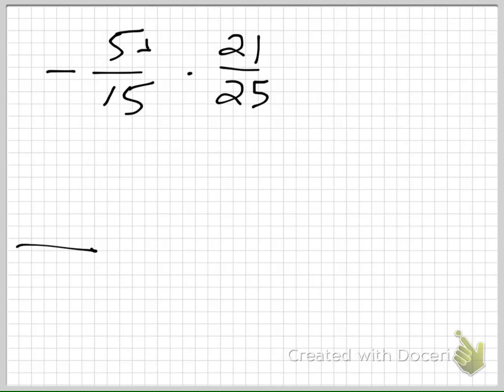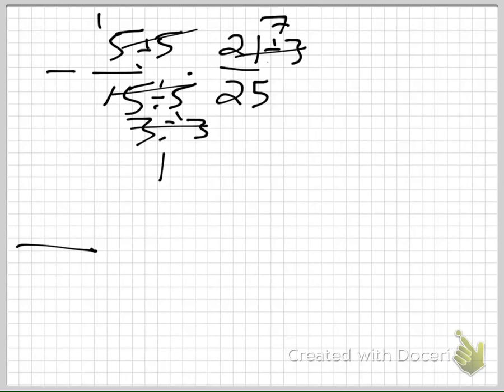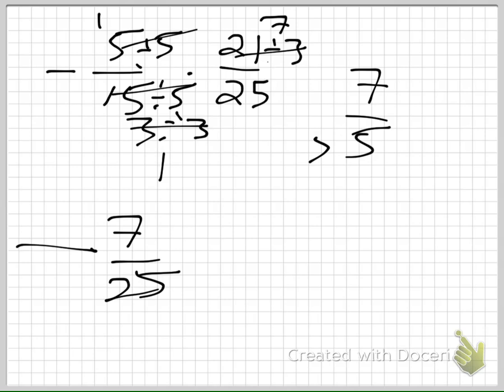Okay, so you would divide by 5, divide by 5. This is a 1. This is a 3. Am I done? Why not? What can I do? What can I cross cancel? Divide by 3, divide by 3. That's a 7. This is a 1. And that comes up to 7/5, right? So negative 7/25, right? Now, you know how I reduced this, the 5 and the 15?